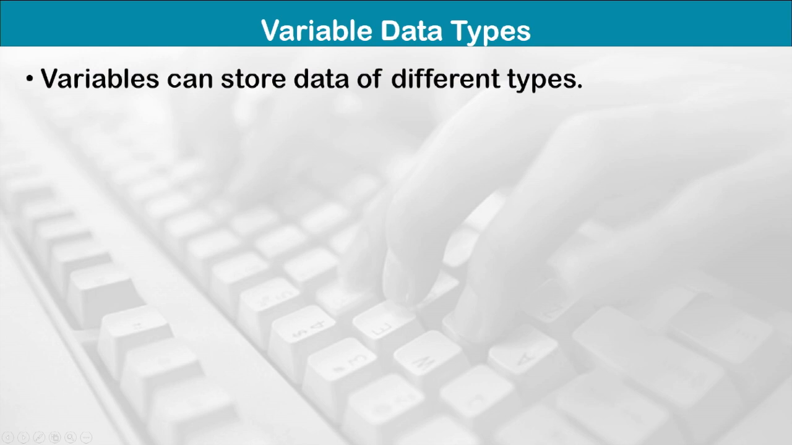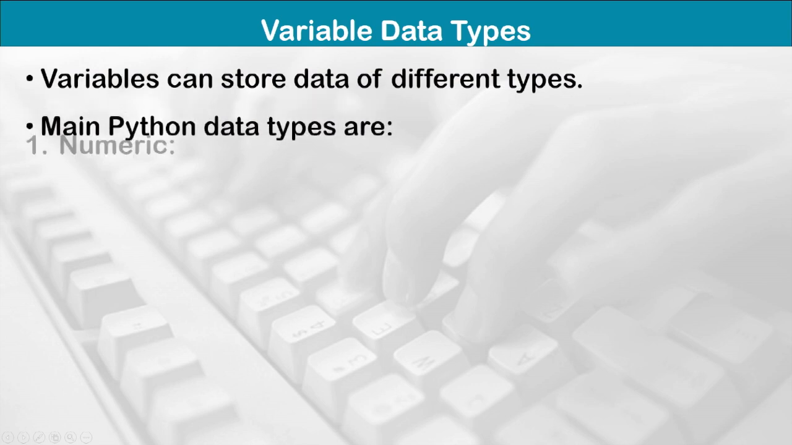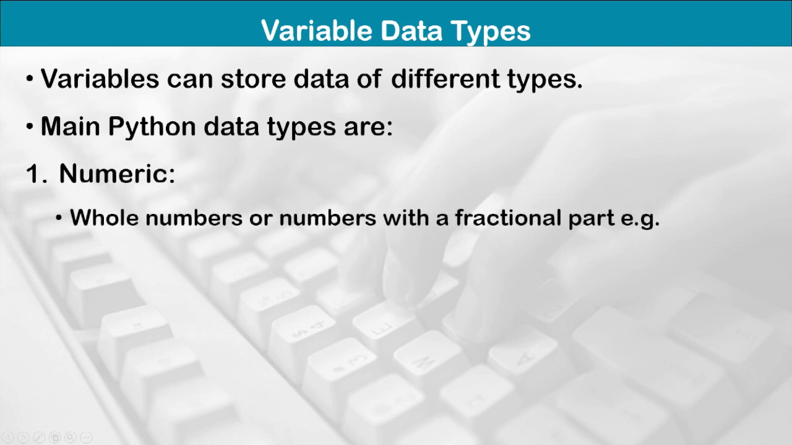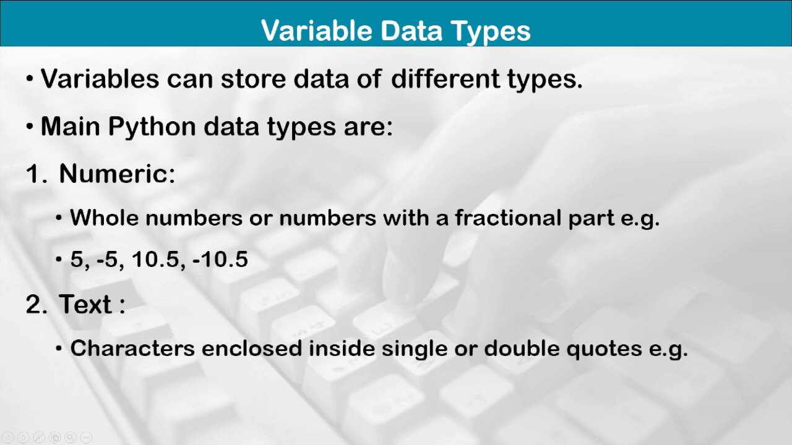The main Python data types are, firstly, numeric. Numeric data stores whole numbers or numbers with a fractional part. For example, 5, negative 5, 10.5, negative 10.5. Secondly, text. Text data type stores characters enclosed inside single or double quotes. For example, a name, Robin, or an address, 10 Rose Street.